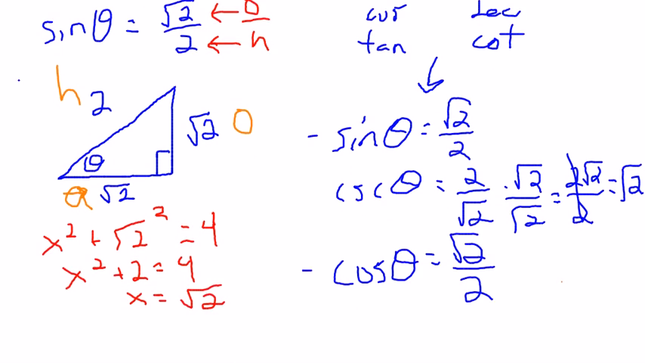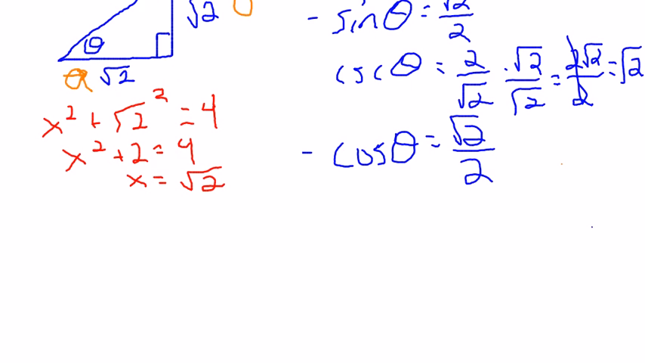So secant is the flipped cosine. So I flip that fraction. I get secant theta is equal to, when I flip it, the exact same thing I got in this line. So I'm not going to do all that work over again. I just know that it's 2 over root 2, and it's going to simplify to root 2.